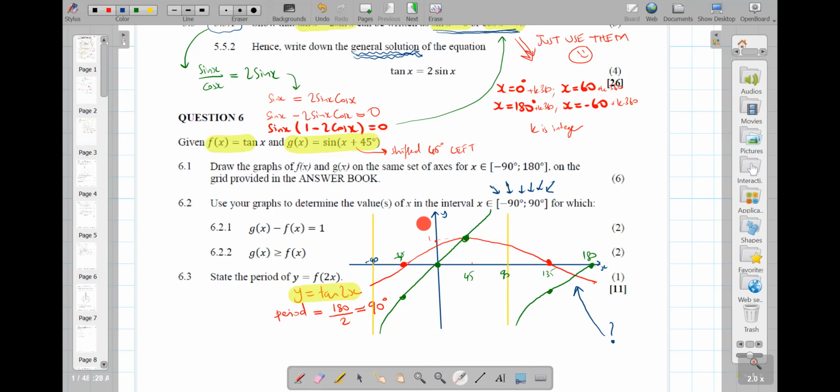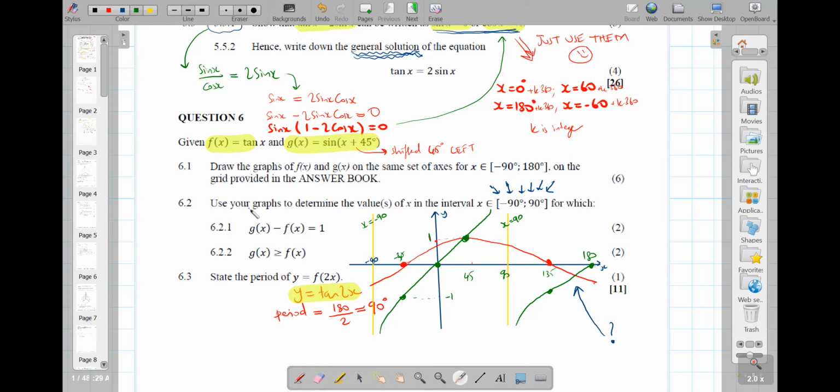So we will be just looking at the graphs in between the yellow lines, in between the asymptote lines. The asymptote lines are the yellow lines, x negative 90 and x 90, the vertical asymptotes of tangent. So in between this, we will be looking for our answers. And I know that's minus 1. So 1 and minus 1 are the special values, and that's it.